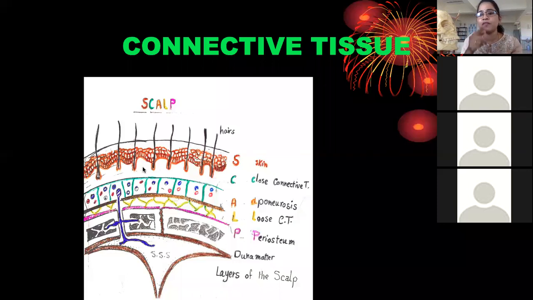So what happens if there is a cut to this blood vessel? The blood vessels cannot retract. Remember that whenever there is a cut on your blood vessel, the blood vessel immediately shrinks to minimize the flow of blood outside.